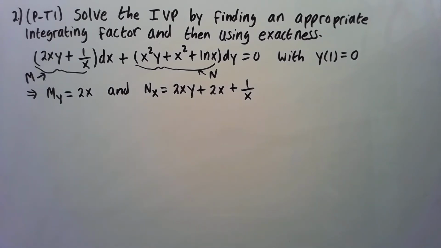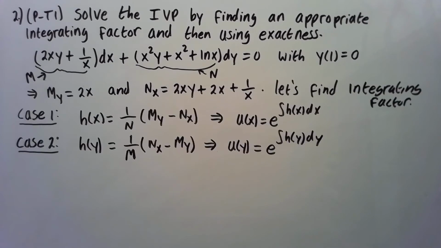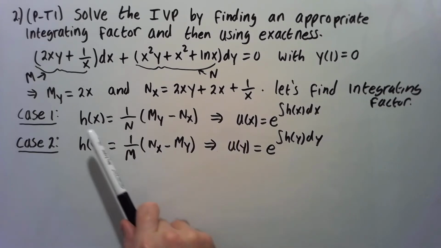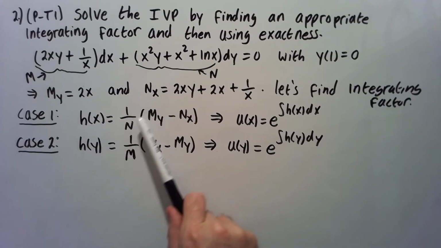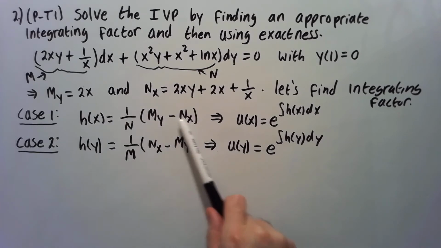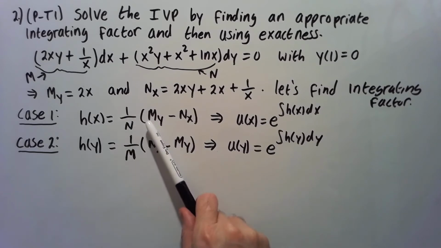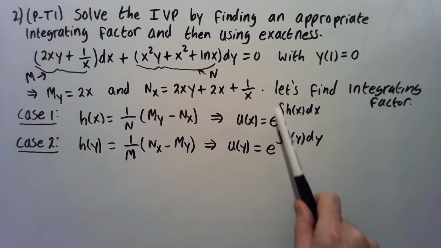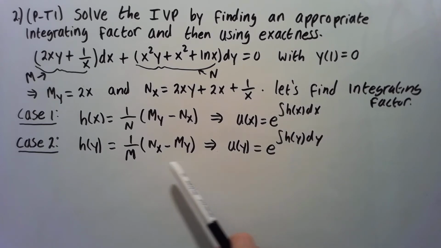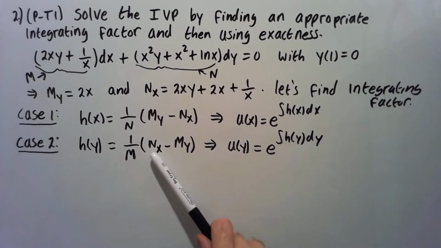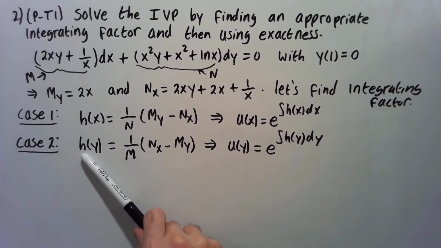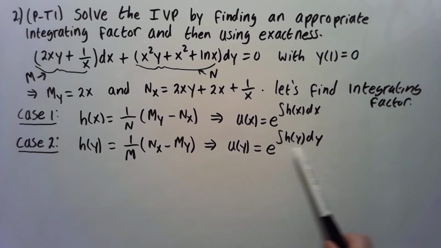Okay, so now we're going to try and find an integrating factor, so that by multiplying both sides by the integrating factor, we're going to make it exact. So let's find the integrating factor. Recall we have two cases. If h(x) = 1/N times (My − Nx) is a function of x, then the integrating factor is found by e to the integral of h dx. And if 1/M times (Nx − My) is a function of y, then the integrating factor is this.